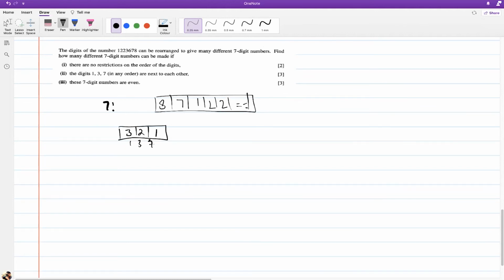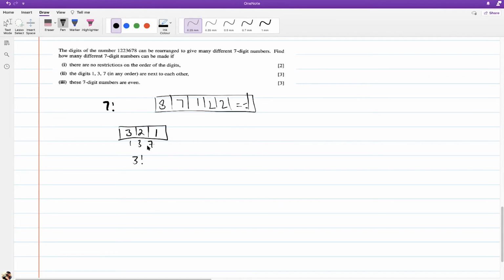3, 2, and 1. Why? In the first block, I have 3 different numbers I can choose from. 1, 3, or 7. In the second block, once I've picked 1, mere paas 2 hi options bachti hain. If I picked 1, I have 3 or 7 to choose from. If I picked 7, I have 3 and 1 to choose from. So I have 2 different options to choose from. So this is 3 factorial when I want to pick them up. So I have 3 factorial, 3 different ways of arranging 1, 3, and 7. Okay, so that's one block.